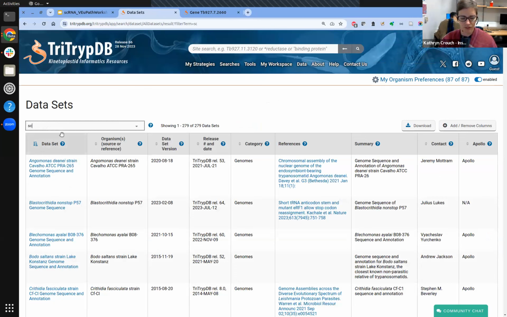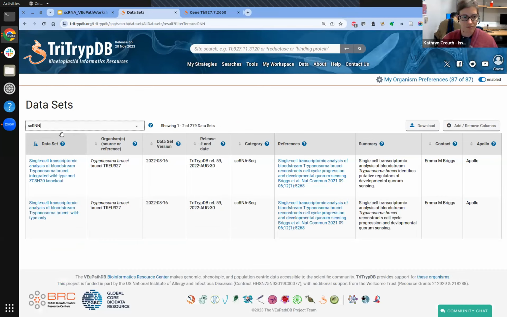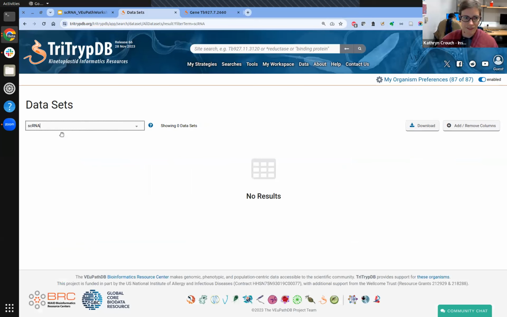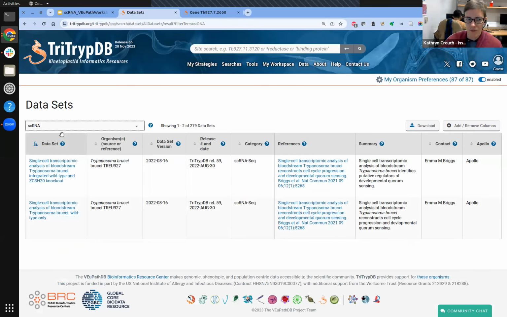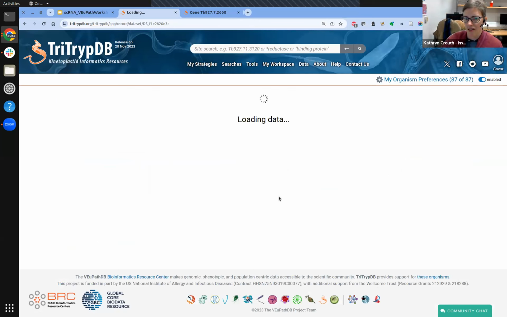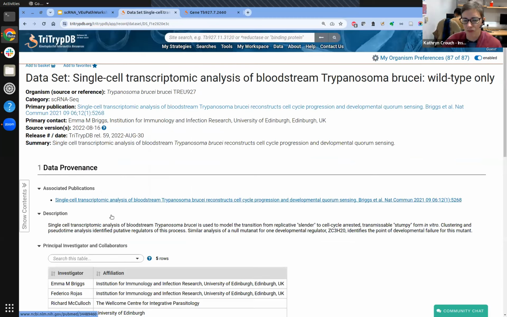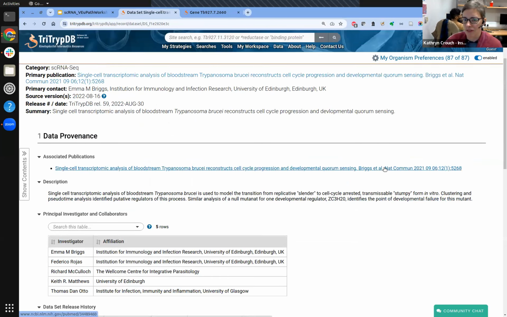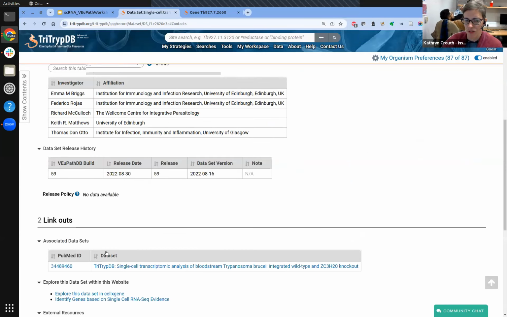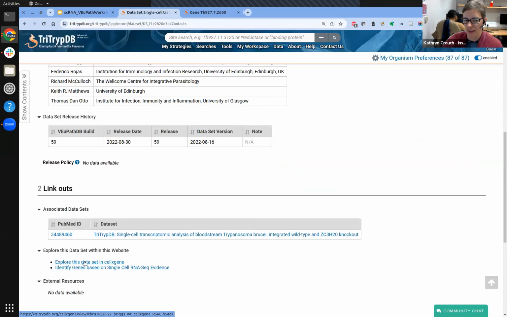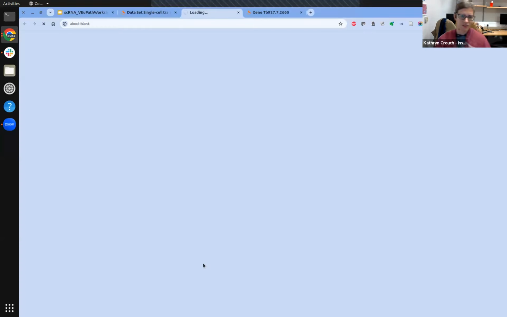So if I start searching for single cell, I can see my data set here. If I click on that, I get to a page for this data set. All of our data sets, regardless of their type, have this page, and we can see the publication and the authors. Depending on the data type, there may be other information. And down at the bottom, we also have a link to explore this data set in Cell by Gene. So I'm going to go ahead and click on that.